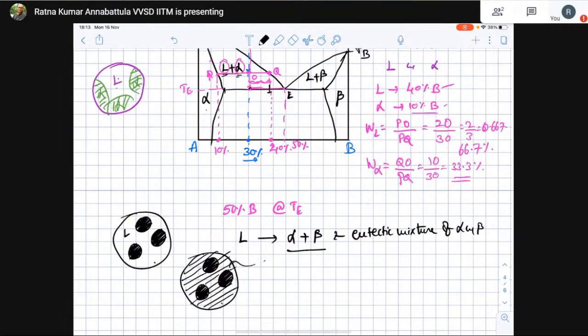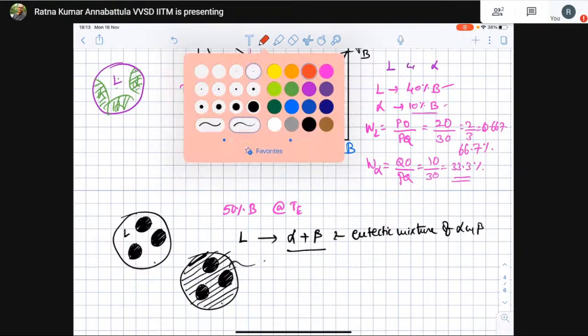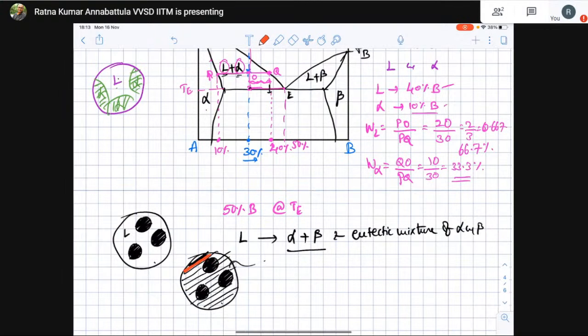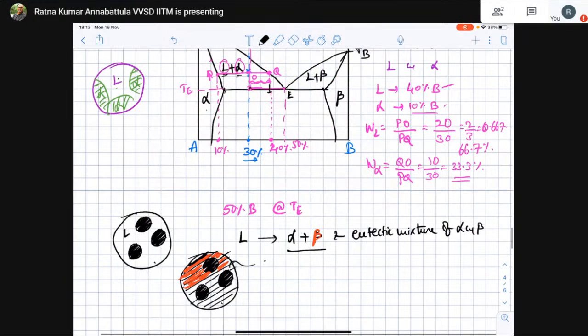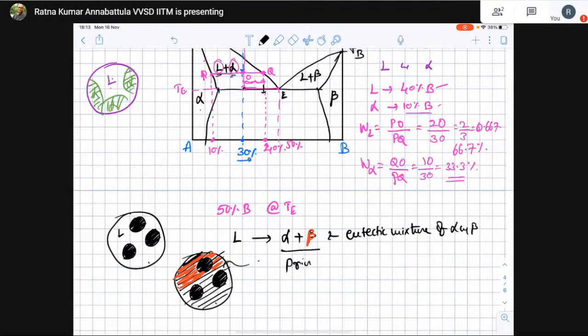This hatched region is alpha, and to give you a better idea, let us say that is beta. The black lines are alpha, red lines are beta. Let us assume it like that. So at the bottom, below the solidus line, you will have primary alpha, that is pro-eutectic alpha, and a eutectic mixture of alpha and beta.